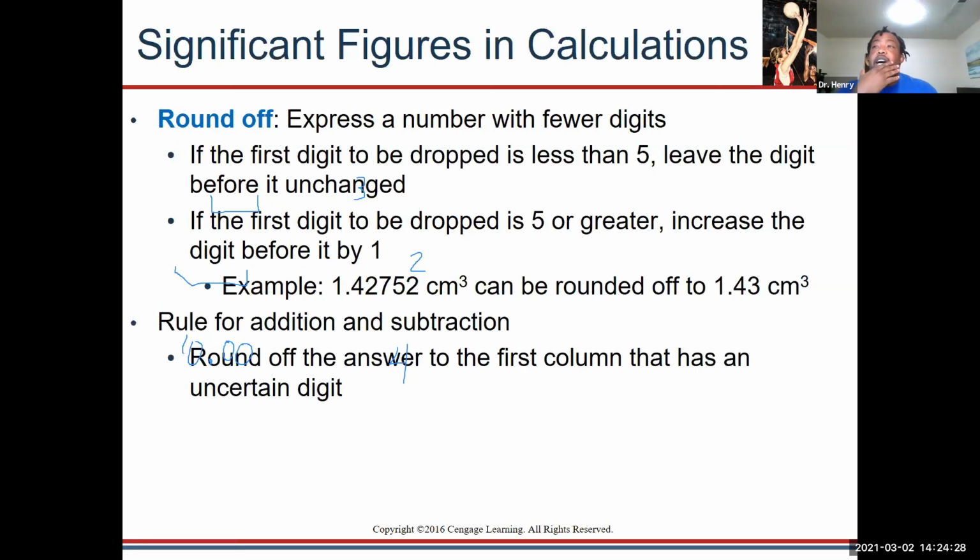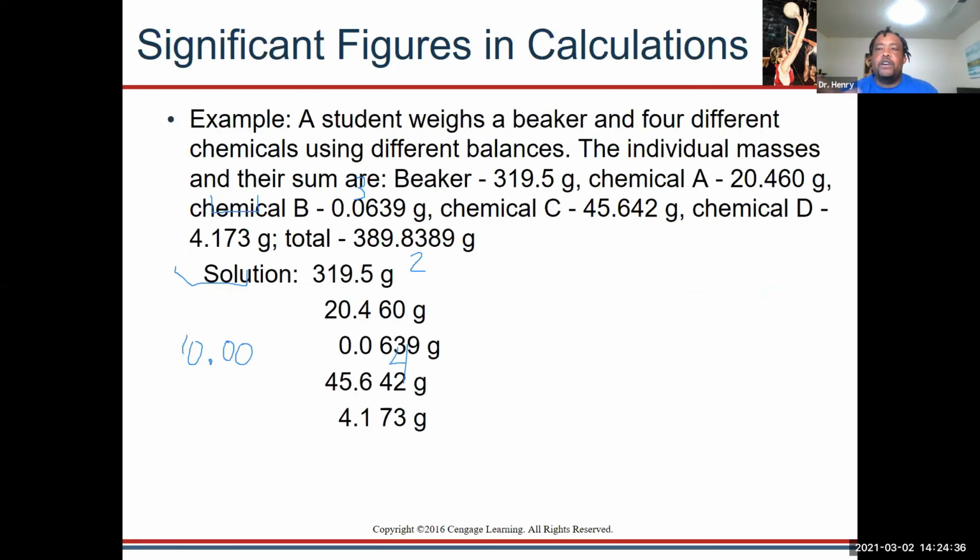Okay. We've talked about rounding, right? Yes. I know that Cole did this with you guys, so I'm not going to do it again, but you can look it up on your own.